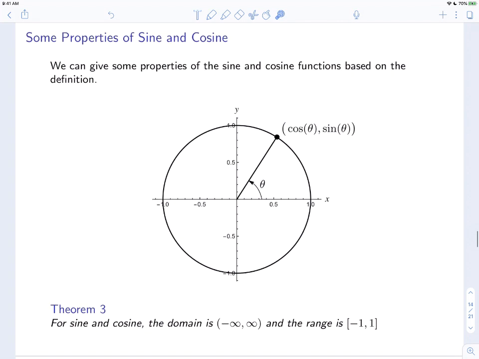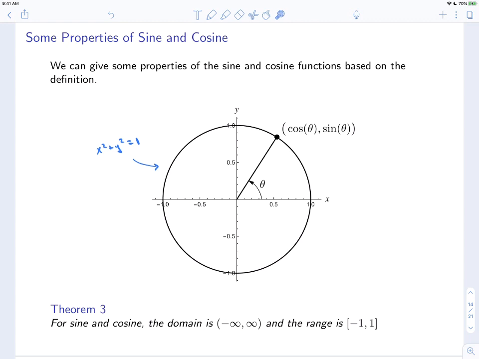We can give some properties of the sine and cosine functions based on the definition. The definition is illustrated here. We have the unit circle, which is, of course, x squared plus y squared equals 1. That's the equation of that circle. And if you have an angle theta, then the coordinates of the point, which is created by the intersection of the terminal side of the angle theta and the unit circle, has coordinates cosine theta and sine of theta. This is how we define cosine theta and sine of theta. So based on this definition, there are certain properties which we can see.